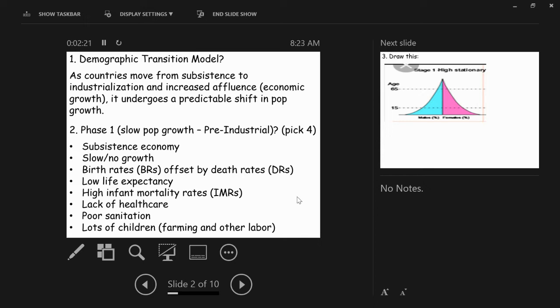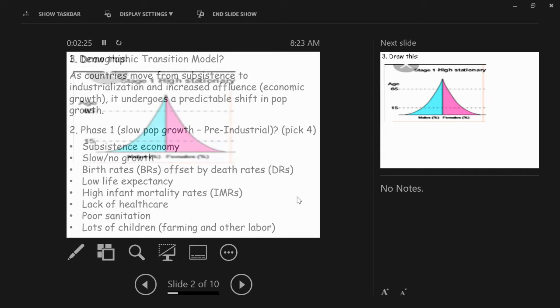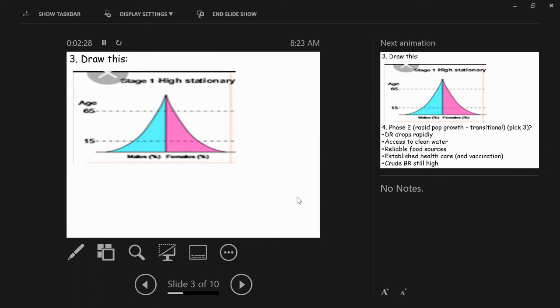Okay, moving ahead in 5, 4, 3, 2, and 1. All right, so draw this. This is what the age structure would look like for phase 1, or stage 1. And because you have so many children being born, you're going to have a wide base. Don't worry about adding color. Just simply put male on the left and female on the right.